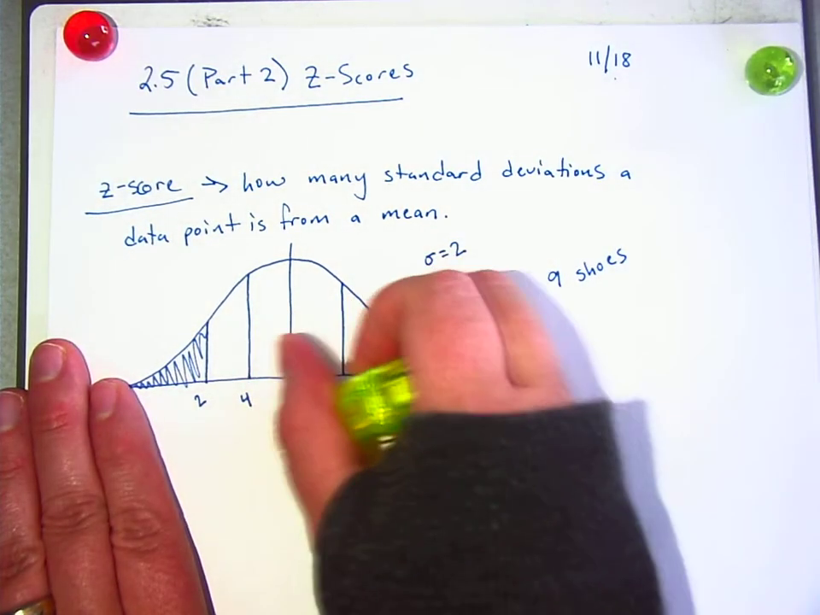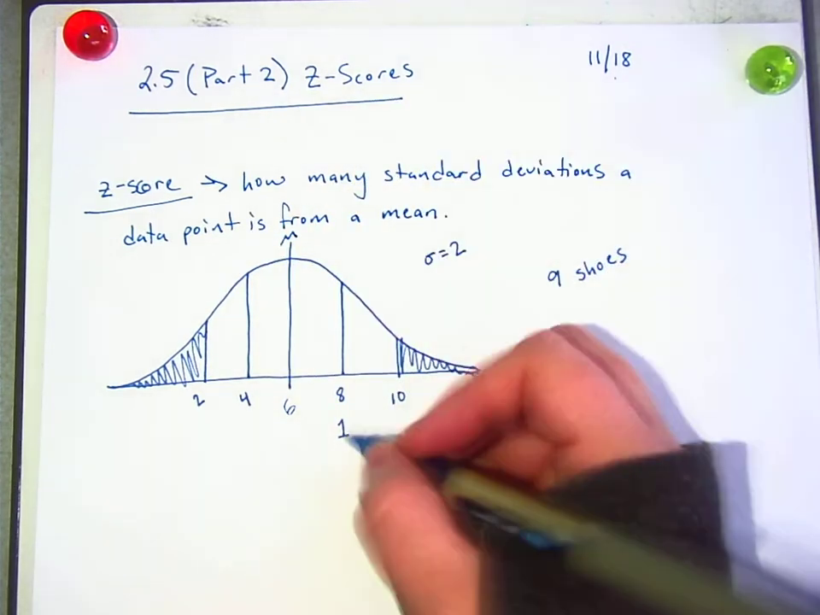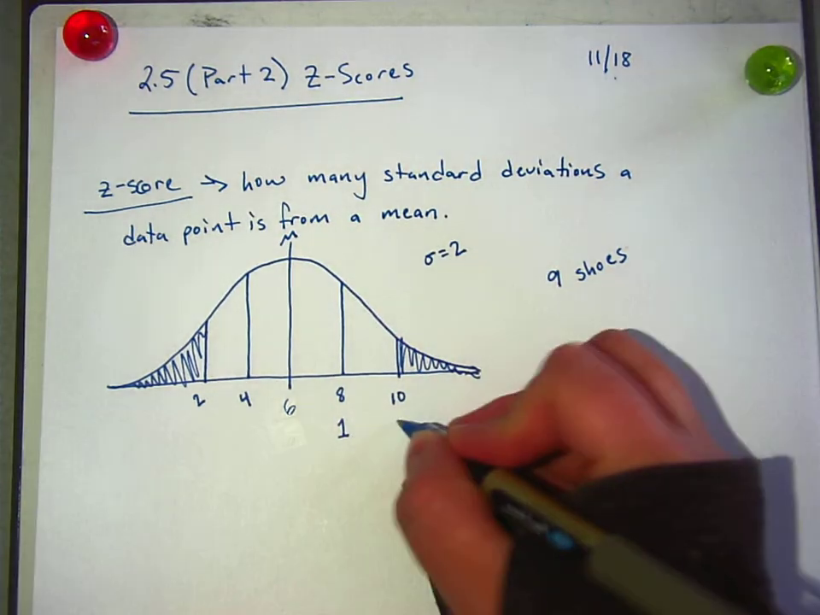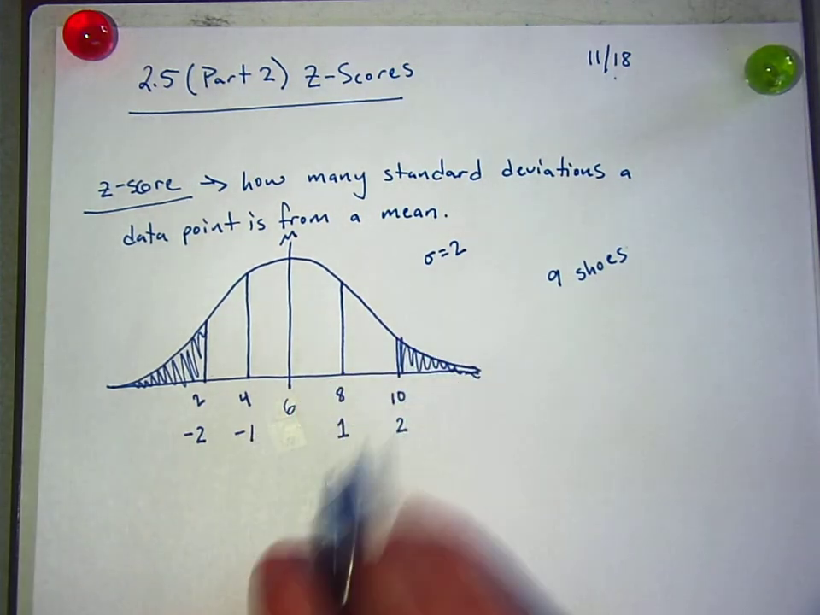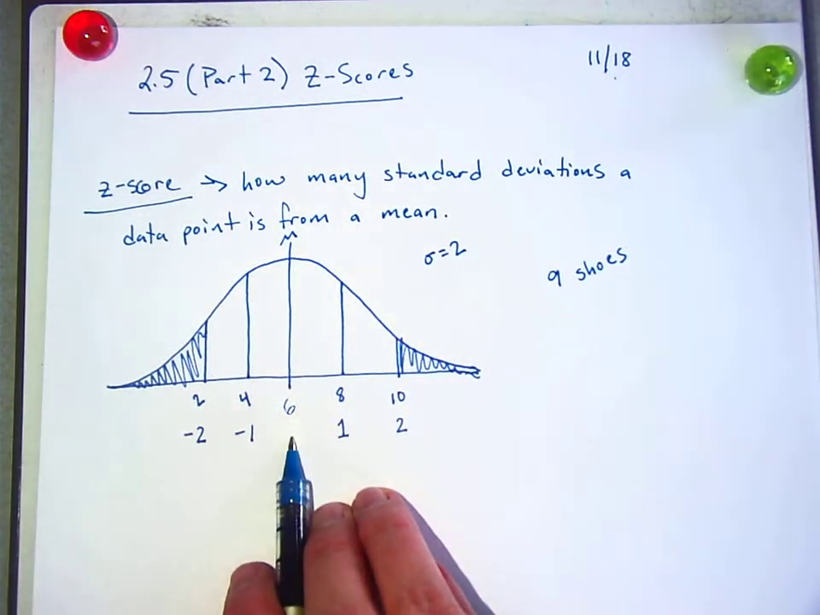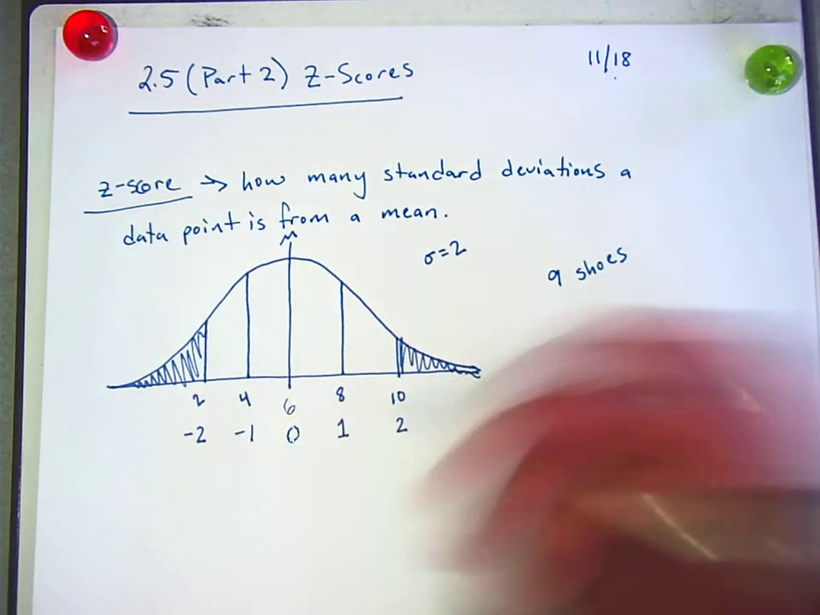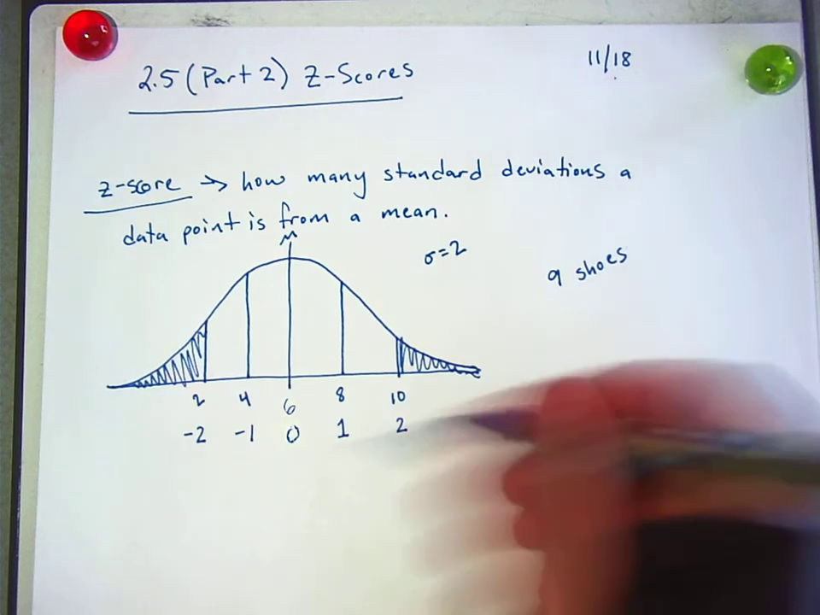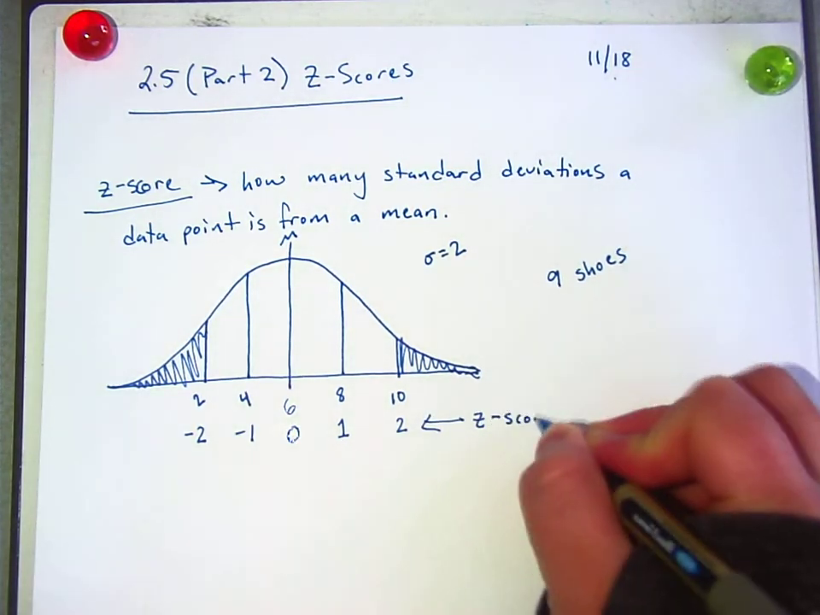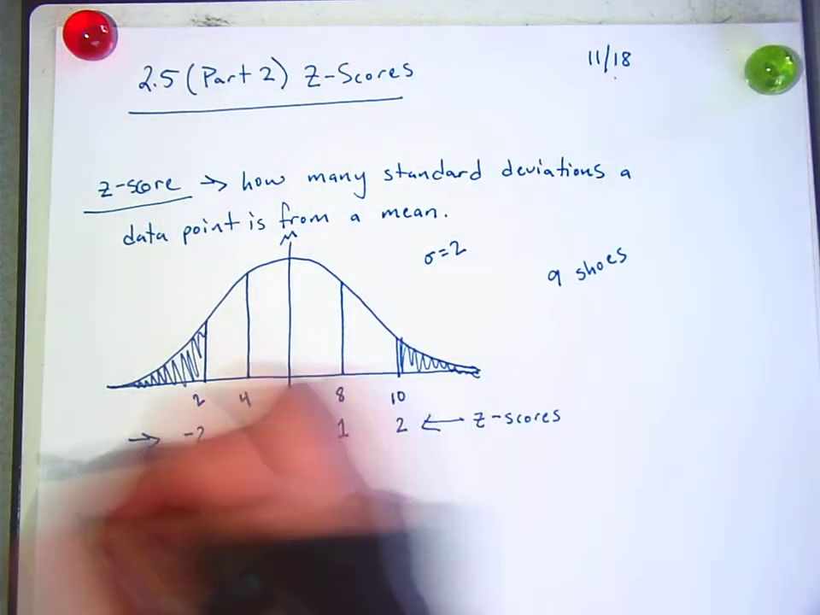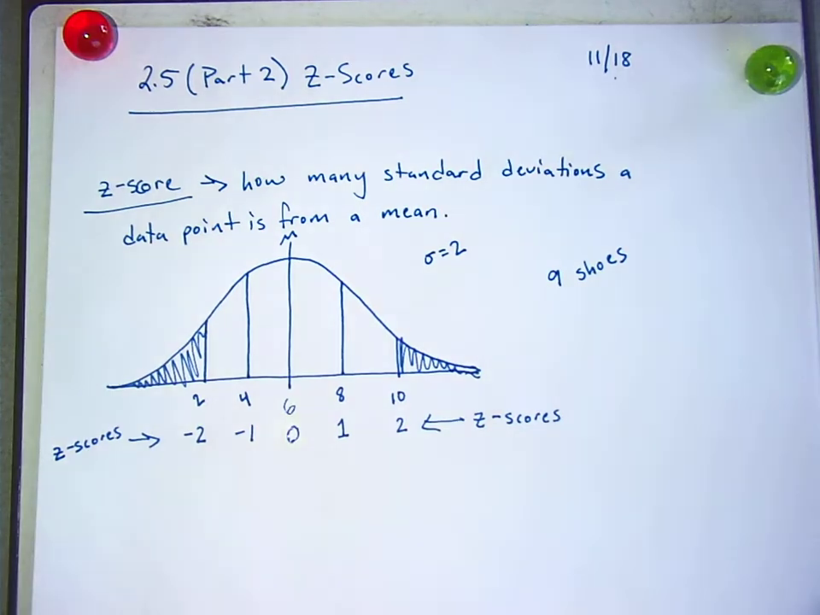Okay, let me rewrite this. So my 6 was in the middle, because that was my mean. And this is 1 standard deviation, this is 2 standard deviations, this is -1 standard deviations, -2 standard deviations. How many standard deviations is this one right here? Right in the middle. 0 standard deviations away from the mean because it is the mean. Everybody understanding that? These are z-scores. It's just how many standard deviations away a data point is from a mean.